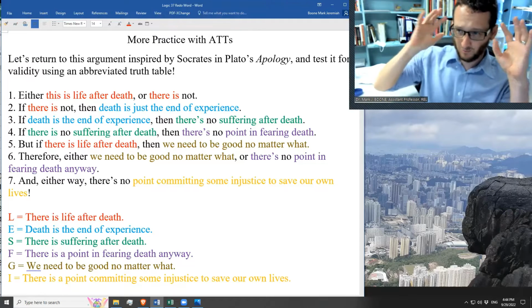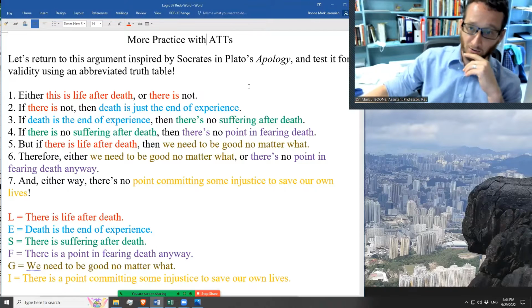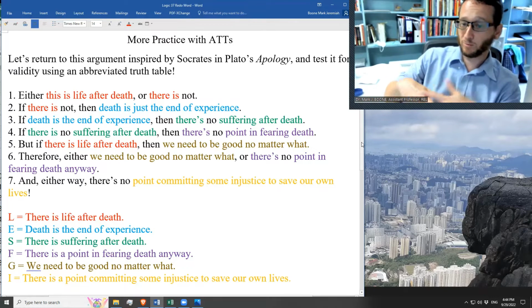So the argument, just reading it in pretty straightforward, ordinary English, goes something like this. Either there is life after death or there is not. If there is not, then death is just the end of experience. If death is the end of experience, then there's no suffering after death. And if there's no suffering after death, then there's no point in fearing death. But if there is life after death, then we need to be good no matter what. Therefore, either we need to be good no matter what, or there's no point in fearing death anyway. And either way, there's no point committing some injustice to save our lives.